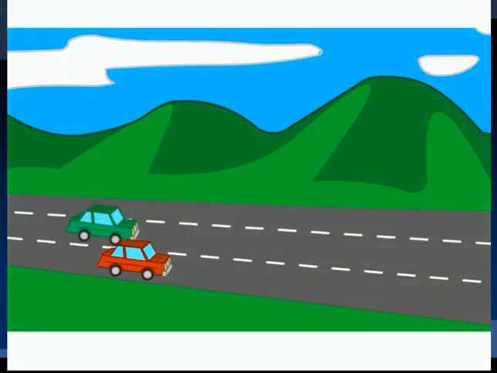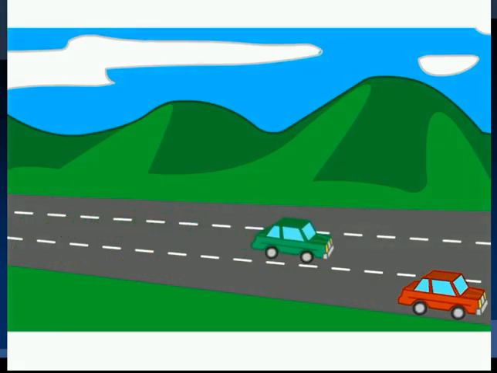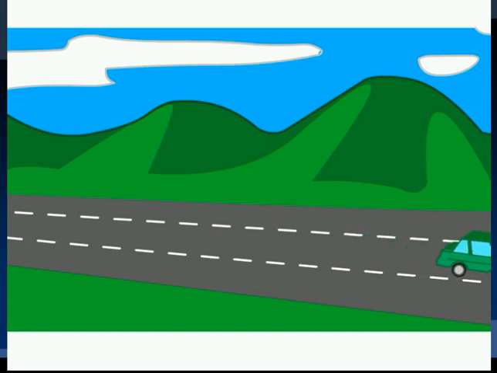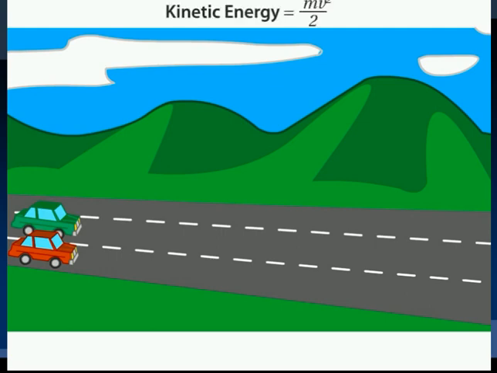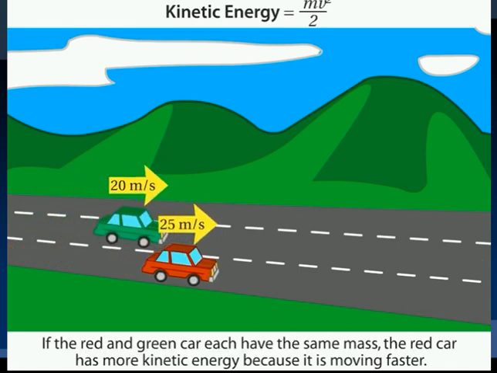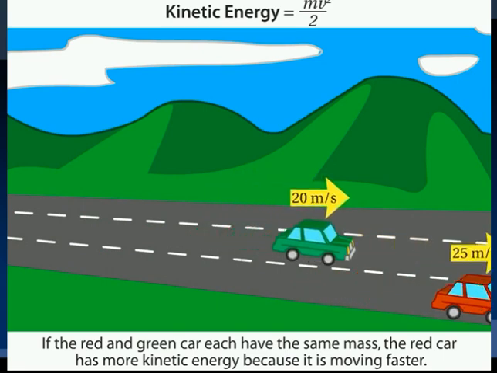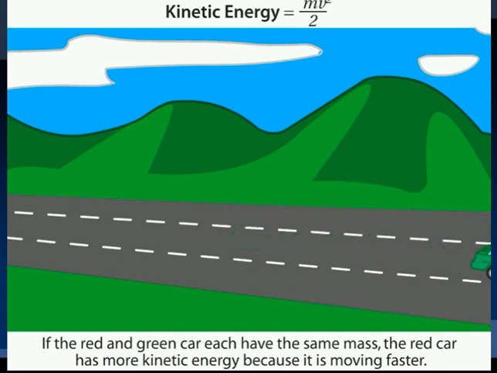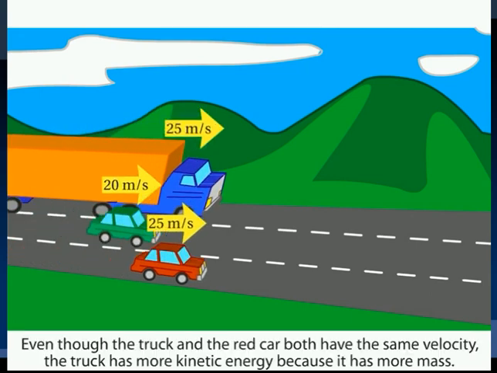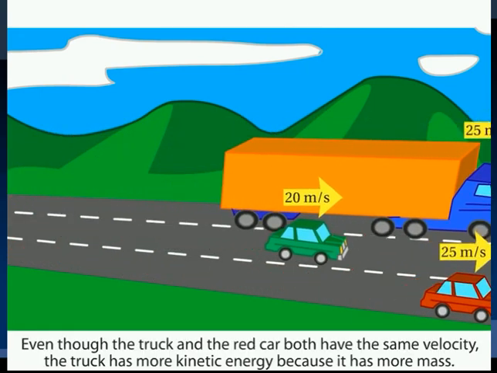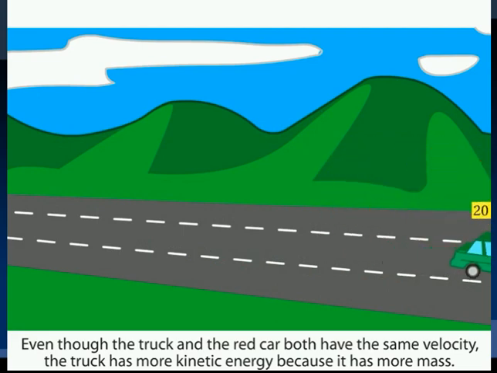Kinetic energy is energy of motion. Both of these cars are moving, so they both have kinetic energy. Kinetic energy depends on both the velocity of an object and its mass. Kinetic energy is calculated by multiplying mass by velocity squared and dividing by 2. If the red and green car each have the same mass, the red car has more kinetic energy because it is moving faster. Even though the truck and the red car both have the same velocity, the truck has more kinetic energy because it has more mass.